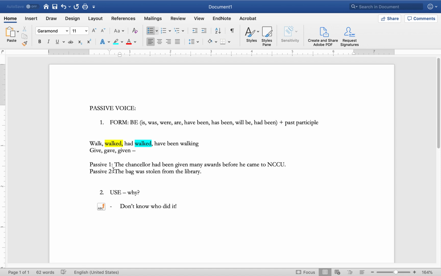So that's like, for example, this second example, the bag was stolen from the library. You don't know who did it. And so instead of saying someone stole the bag from the library, you know, this is a common form. And this is okay even in news writing if you don't know who did the action. The other reason why you might use it is if you want to be vague about who did it.